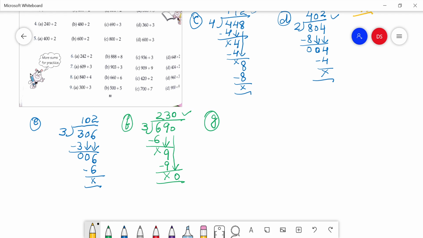Next question, 440 divide it by 4. 4 1s are 4. This is 0. Next, again there is 4. 4 1s are 4. This is 0. The last digit is also 0, and we will keep this 0 on the quotient place. The answer is 110.